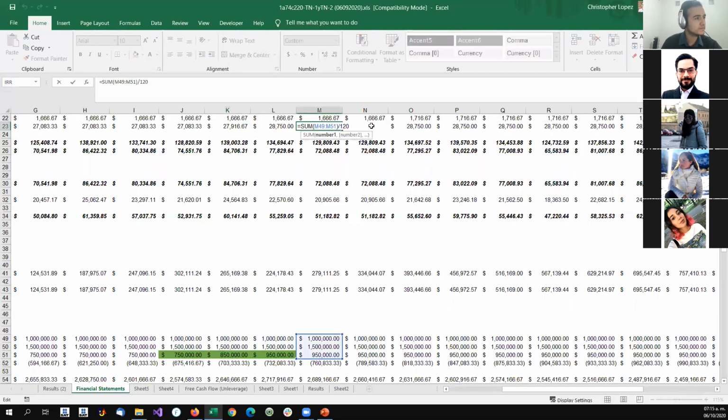And why do we have to divide it by 120? Actually, why do we have to divide it, Citlali, by 120? You tell me, what is the formula for a straight line depreciation? It was for the lifetime of the asset. Lifetime of the asset, exactly. That's correct. What is the lifetime of the assets we are assuming here?